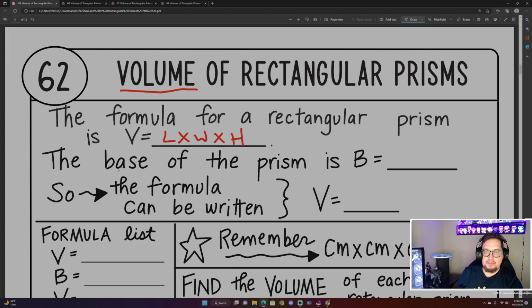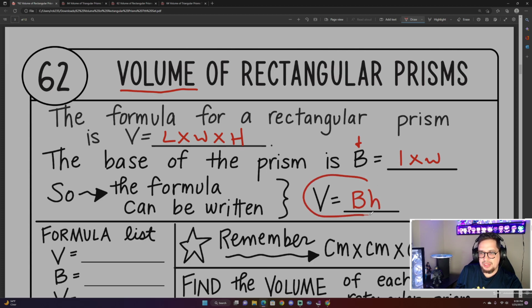Now, the base of the prism is capital B, and notice that it's capital, all right? Capital B is the same as length times width, okay? Because if you're thinking about just the base, the area of the base, you have to do length times width to get the area of the base. So this capital B stands for area of base. I'm going to multiply length times width. So instead of writing L times W times H, which is probably what you learned in 5th grade, you're going to instead write volume equals capital B times H.